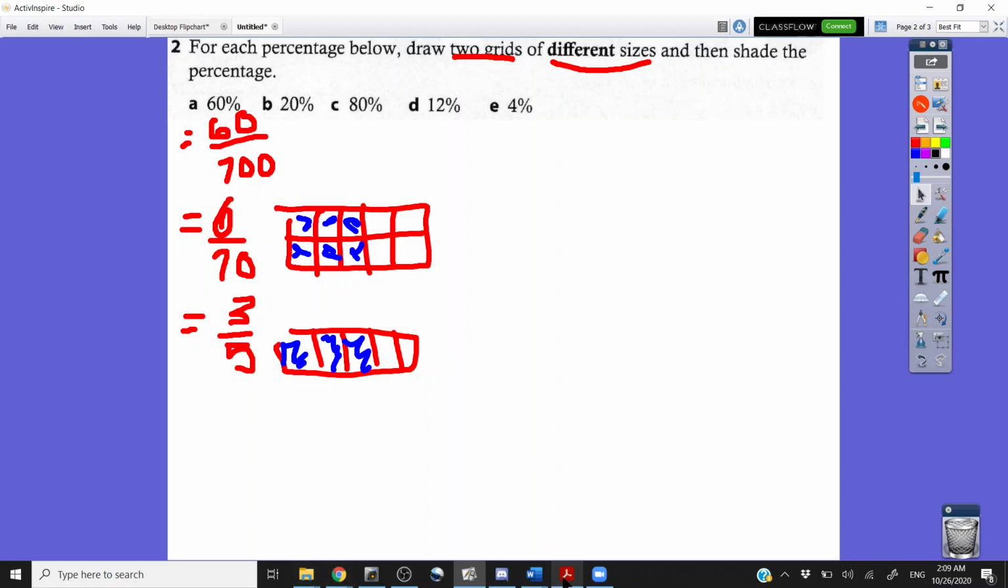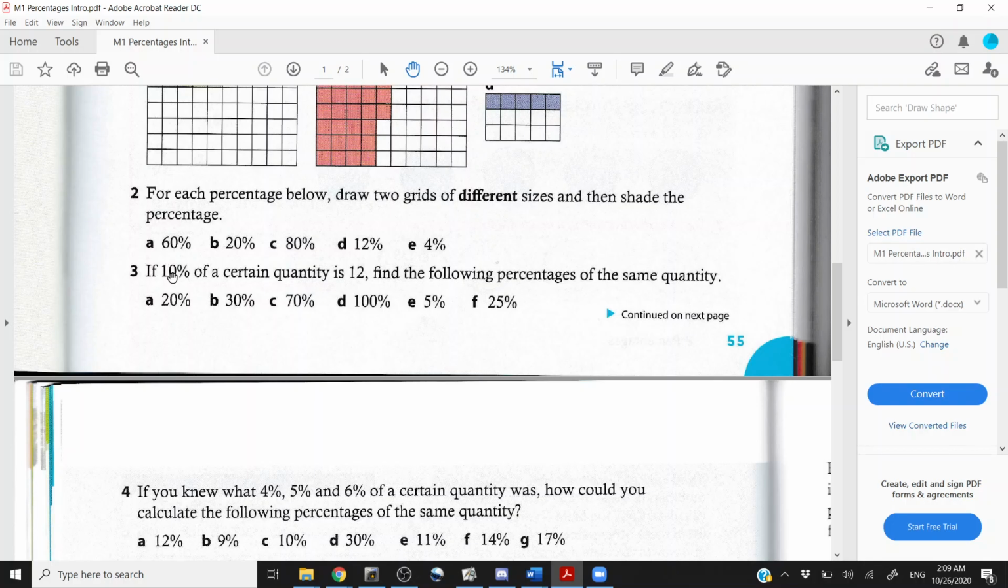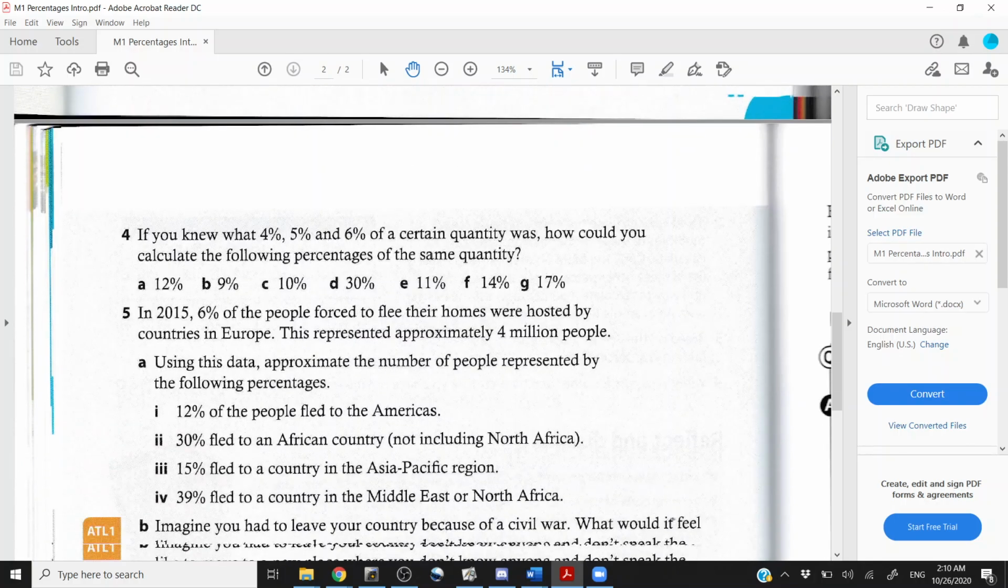That said, let's look at the other problems you'll have to do. Okay, if 10% of a certain quantity is 12, so we know 10% is 12, find the following percentages. How much would 20% be? Well, 10% scales up to 20%, so just multiply by 2. So for 12, I'd want to multiply by 2 also. That's all that would do. If I want to find 5%, that's half of 10, so I want half of 12. I think you won't have troubles with this, but if you do, again, let me know.